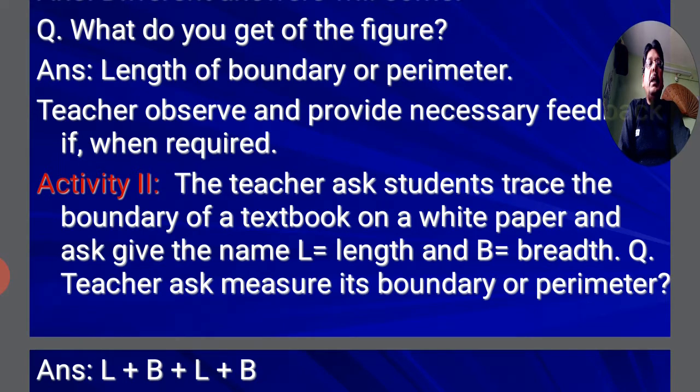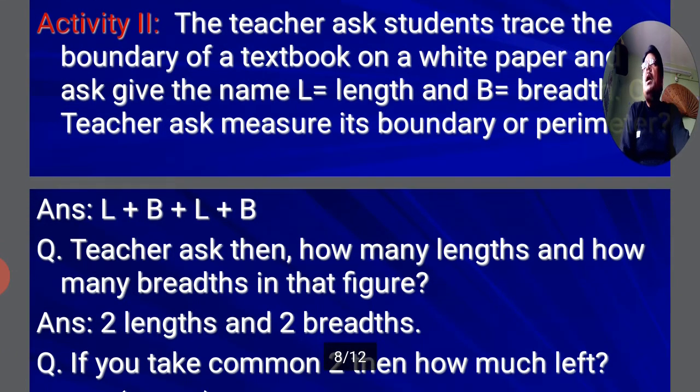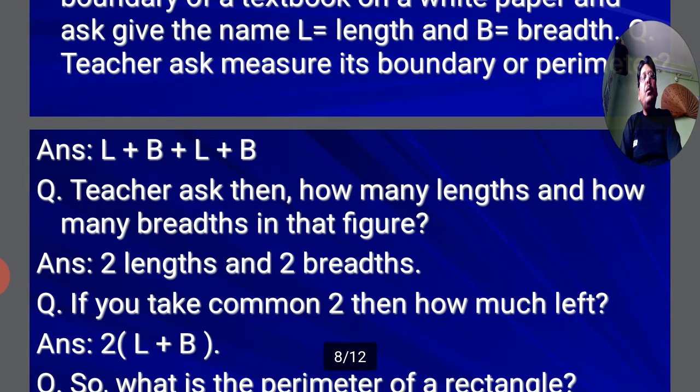Teacher asks to measure its boundary, or the perimeter. The answer from the children: sir or madam, L plus B plus L plus B. Again the teacher asks how many lengths and how many breadths are in that figure. Obviously the answer came from the children: 2 lengths and 2 breadths. Okay, very good children. Again the teacher asks, if you take 2 common, then how much is left?